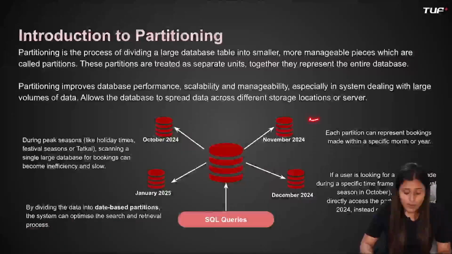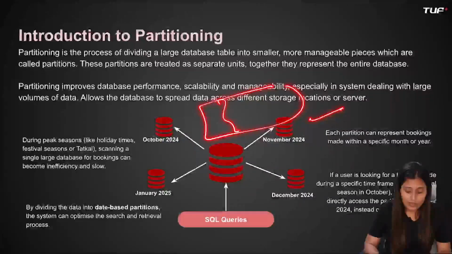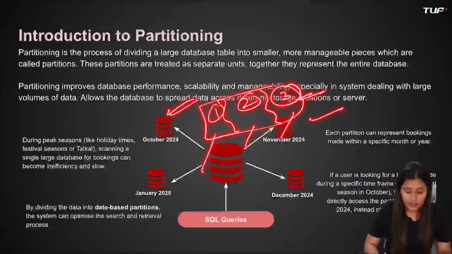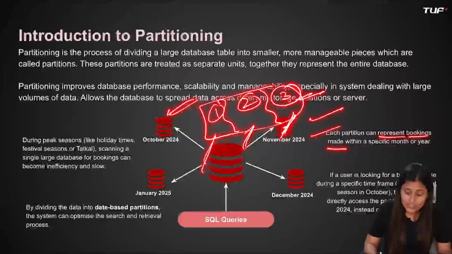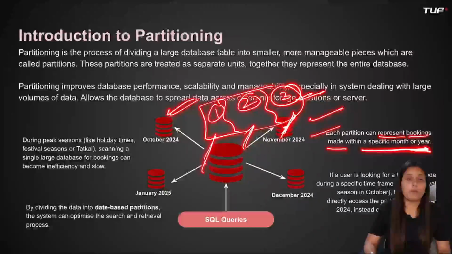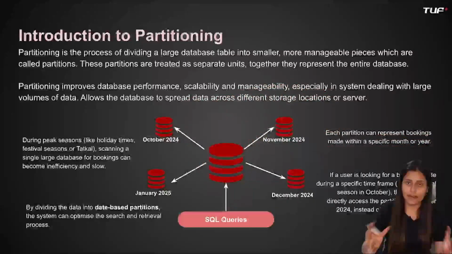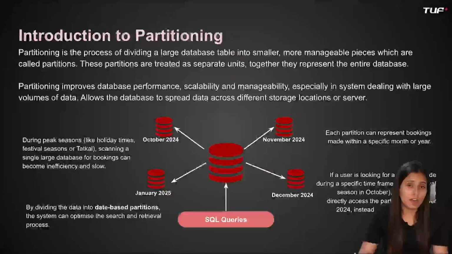Partitions means, let's suppose the bigger data we have is divided into three parts; after dividing, these three different parts will be called partitions. These partitions can represent bookings made within a specific month or year. So basically, partitioning means we are dividing the data, but these divisions can be done on different bases.